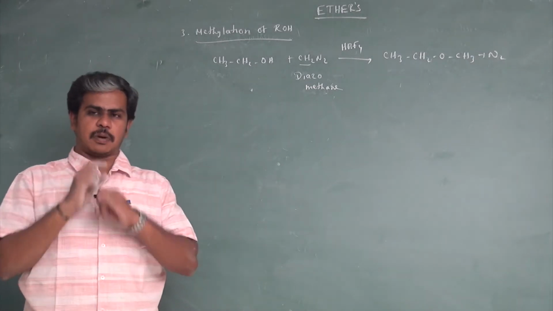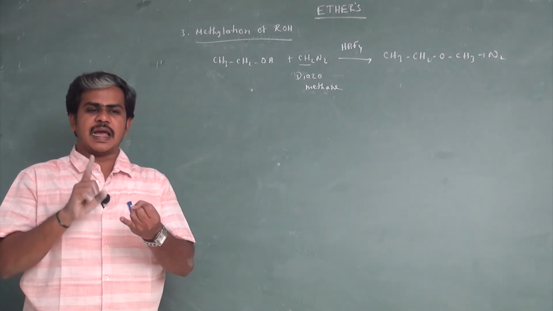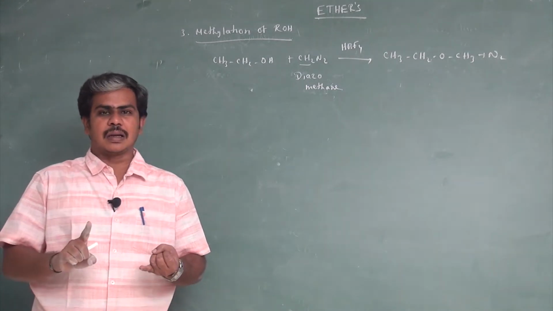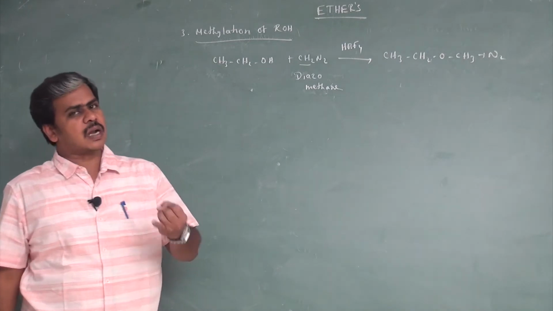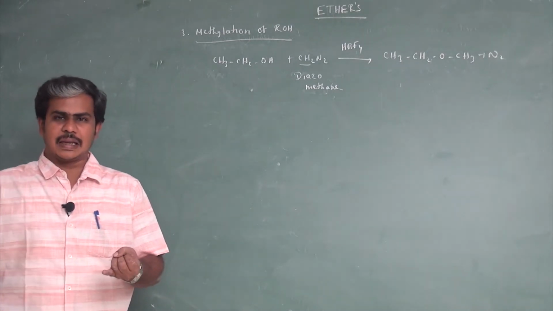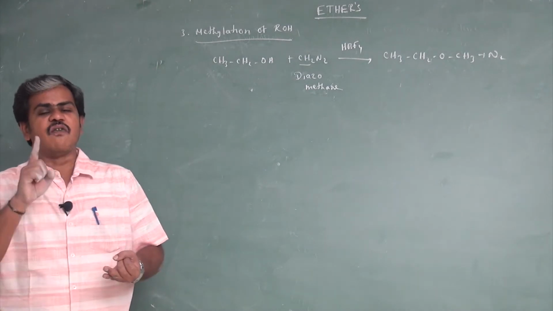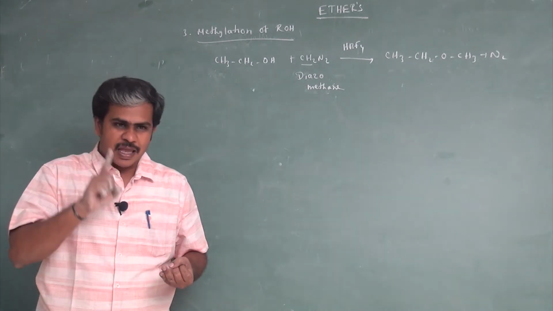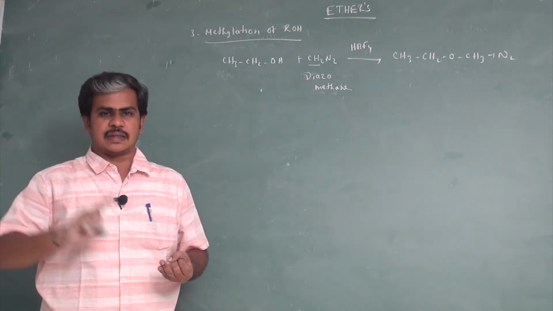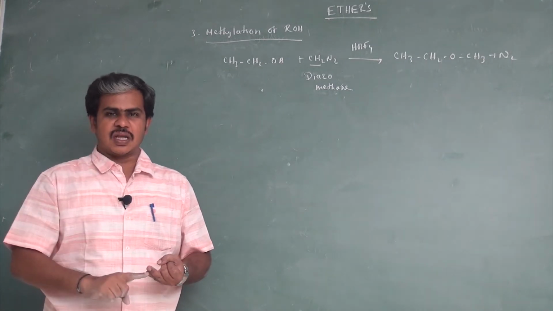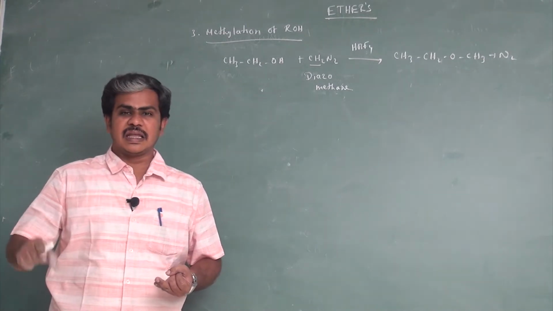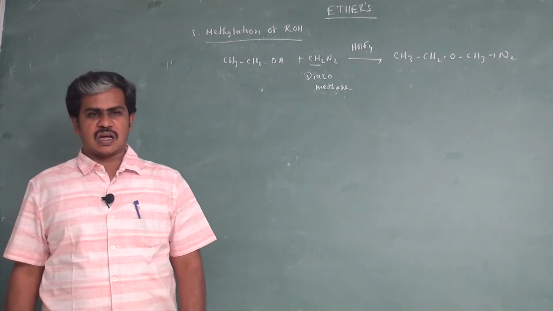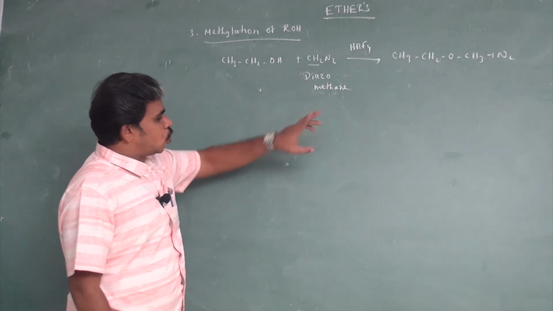So there are three preparation methods. One is dehydration of alcohol. It follows intermolecular dehydration. Intramolecular dehydration, we are getting alkene. Then the second one, Williamson ether synthesis. In Williamson ether synthesis, remember primary alkyl halide gives ether. If it is tertiary alkyl halide, then we are getting an alkene, not an ether. Then the third one, methylation of alcohol by using diazomethane.